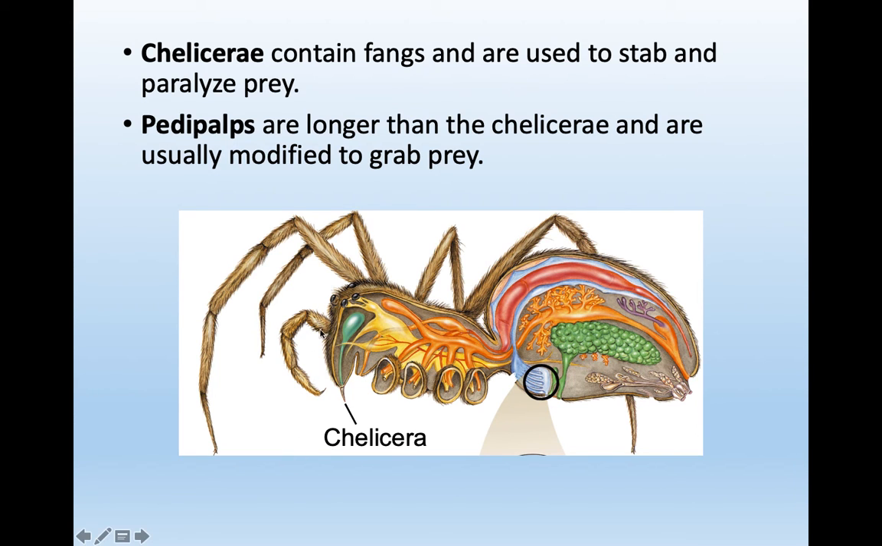They also have a second pair of appendages near their mouth called pedipalps. Pedipalps are a little bit longer than chelicerae, and they're used to grab and hold their prey.